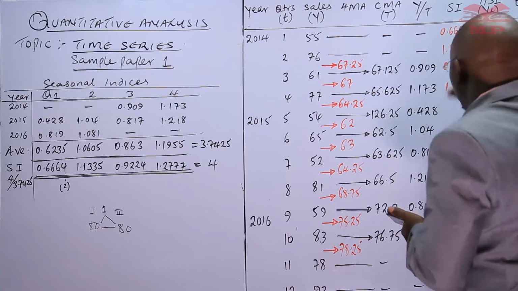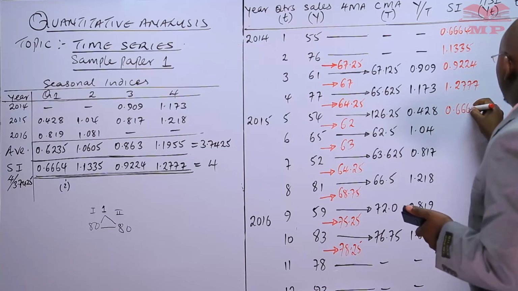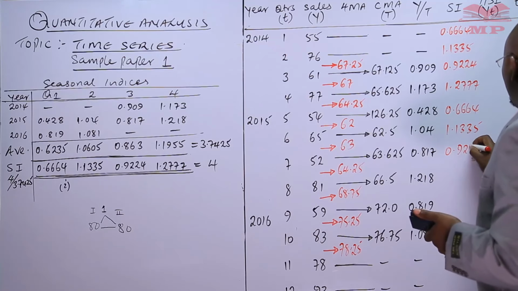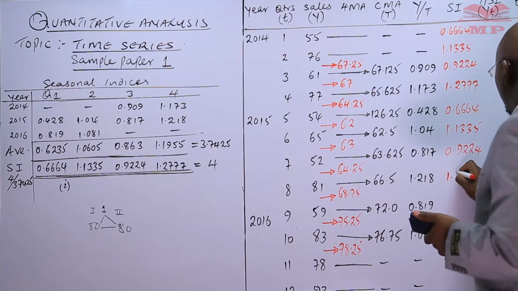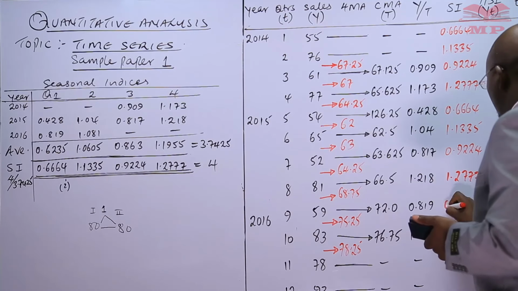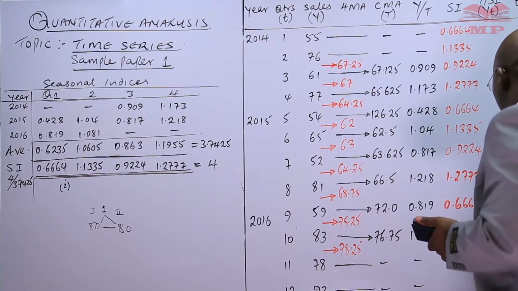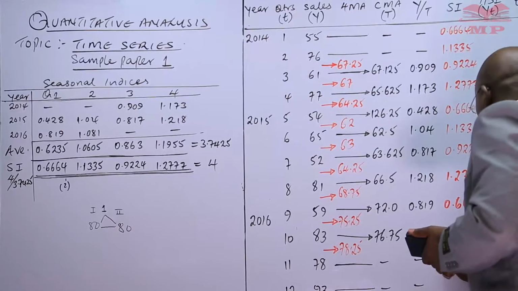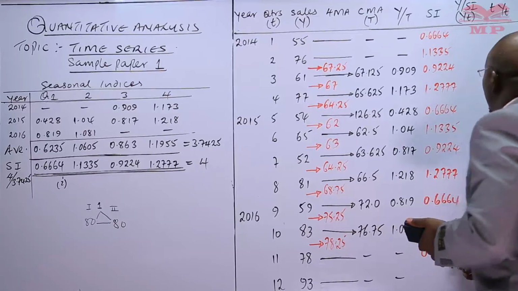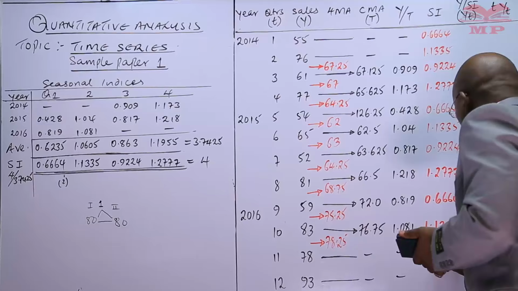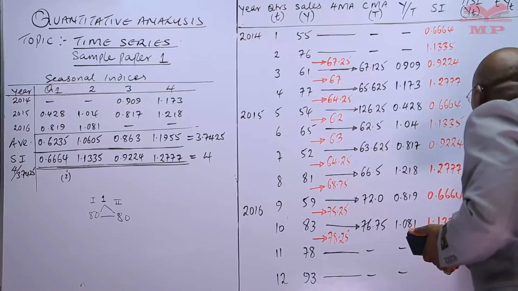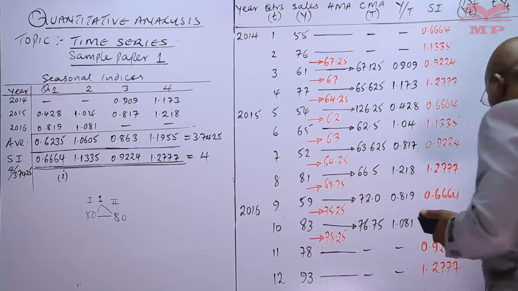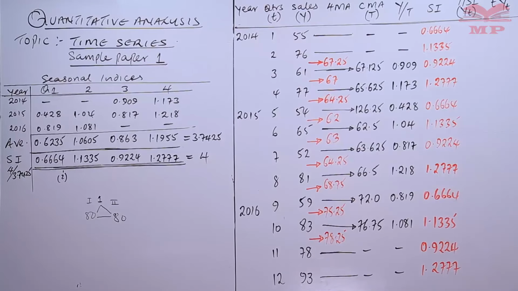1.2777 exactly. Now then we repeat. This is 0.6664, 1.1335, 0.9224, then 1.2777, 0.6664, 1.1335, 0.9224, then you have 1.2777, exactly.